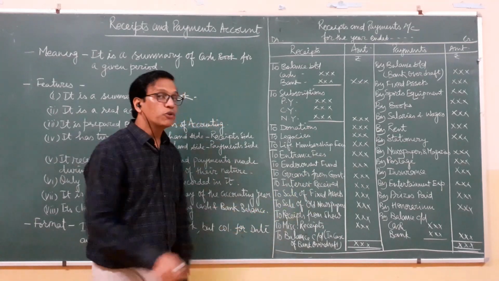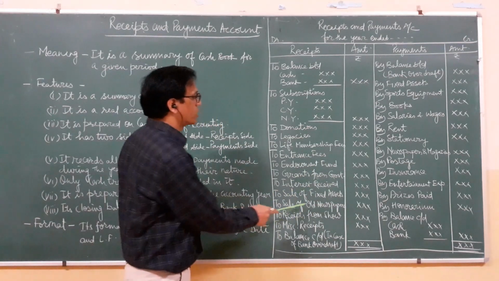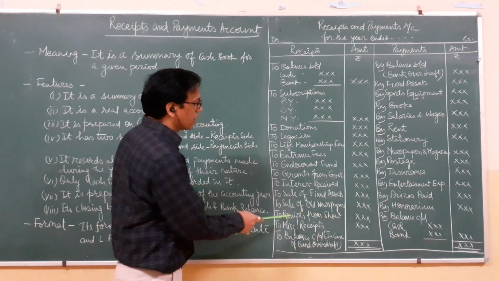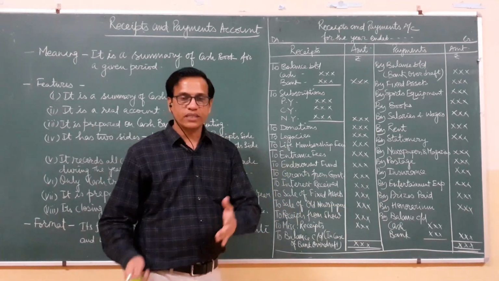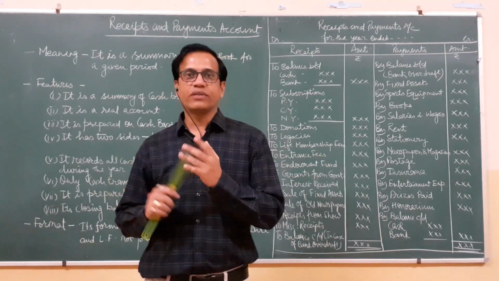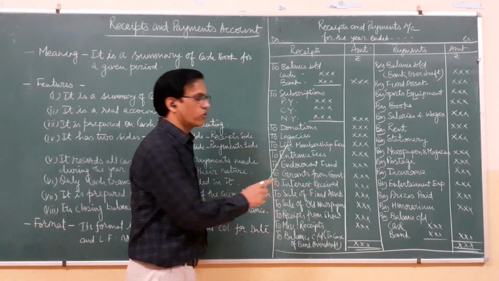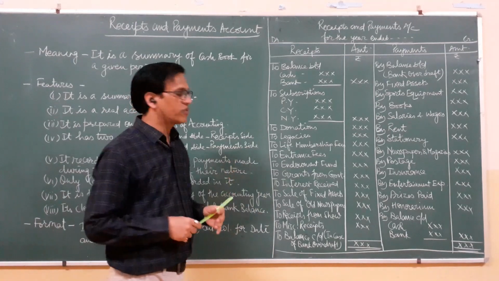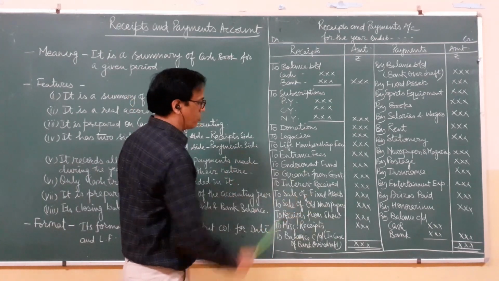Likewise, old newspapers when they are sold. So, sale of old newspapers and magazines, and receipts from shows. If it is a club, suppose a cultural activity club, then some show it may organize. Because of those shows, some receipts are there, and that is recorded here.